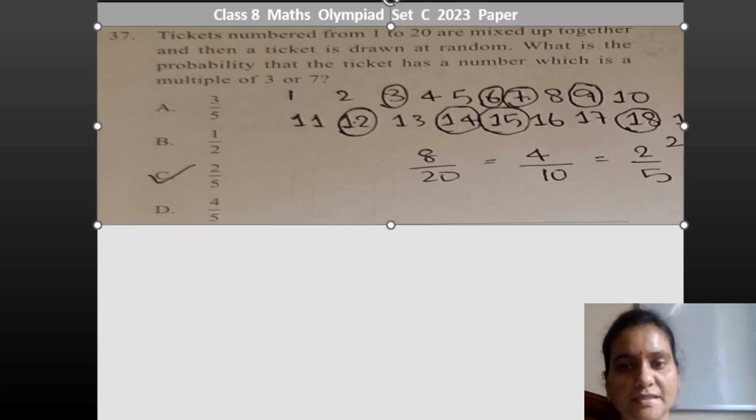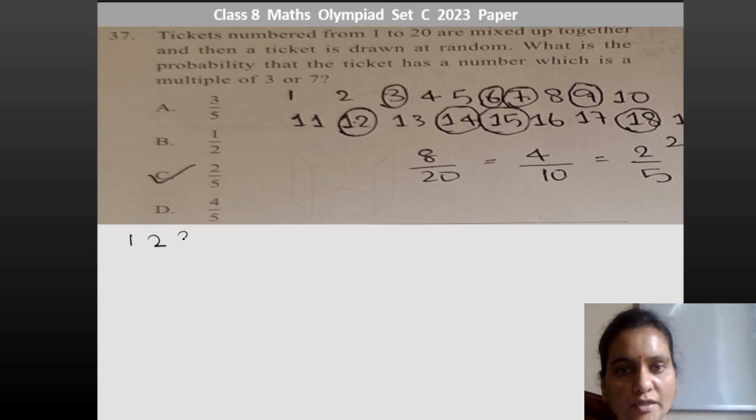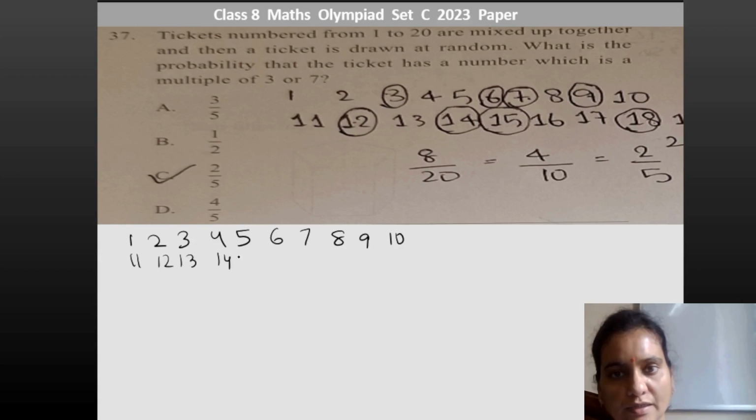So question number 37 says tickets numbered from 1 to 20, means ticket numbers are 1, 2, 3, 4 like this till 20, are mixed up together, and then a ticket is drawn at random. What is the probability that the ticket has a number which is a multiple of 3 or 7? It's a very simple question. So 1, 2, 3, 4, 5, 6, 7, 8, 9, 10, 11, 12, 13, 14, 15, 16, 17, 18, 19 and 20.